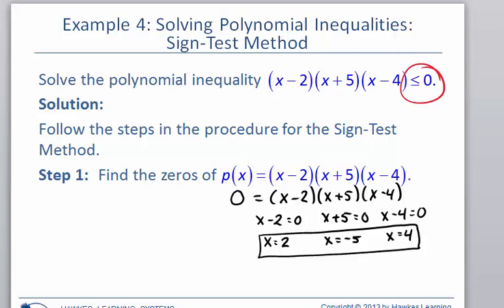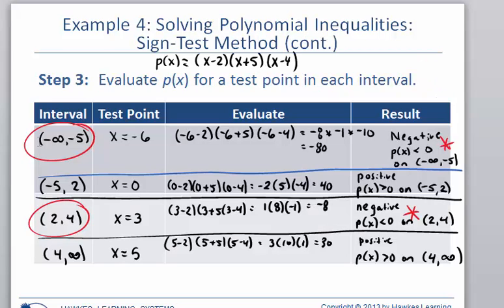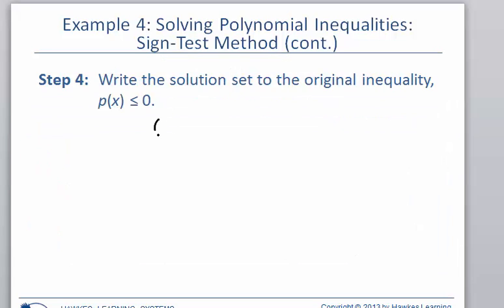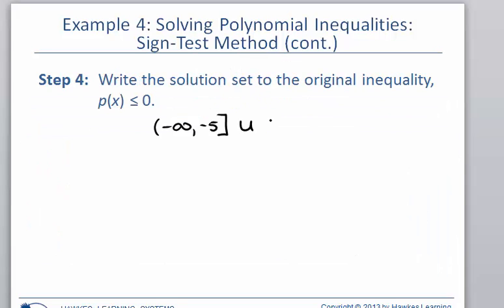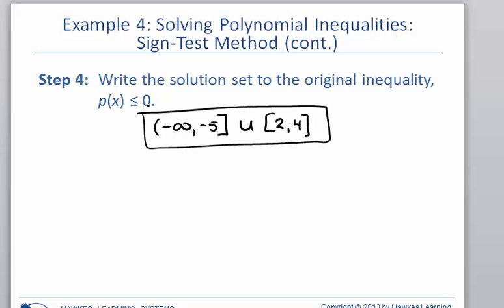All right, so the first interval goes from negative infinity to negative 5, including negative 5. And our second interval goes from 2 to 4. And we're going to include 2 and include 4. And we are done with that problem. We now know where our polynomial inequality is less than or equal to 0.